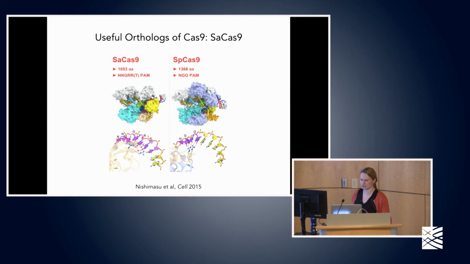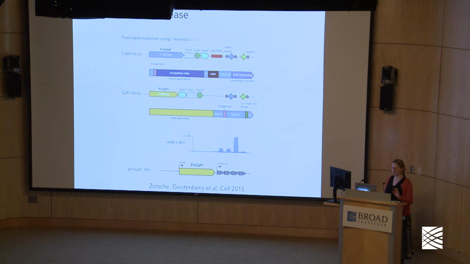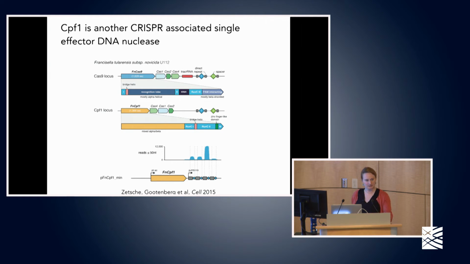Its PAM is a little bit different, so it's a little bit longer, and that could be a little more difficult depending on how tight your sequence constraints are, but that's just one component. And then lastly, there is a completely new enzyme, not related to Cas9 at all, called Cpf1. It's another CRISPR-associated single effector DNA nuclease. It has a RuvC domain similar to Cas9, but again, a completely different amino acid layout. It has a smaller crRNA. And one other interesting thing to note is that it can process its own CRISPR array.